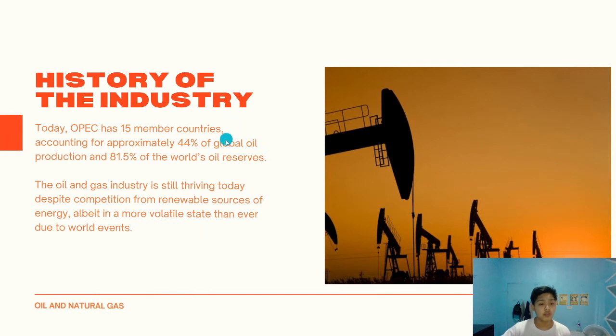Overall, today, OPEC has 15 member countries, accounting for approximately 44% of global oil production and 81.5% of the total oil reserves. The oil and gas industry is still thriving today despite competition from new renewable sources of energy, albeit in a more volatile state than ever due to world events.